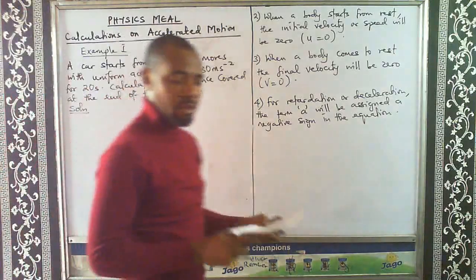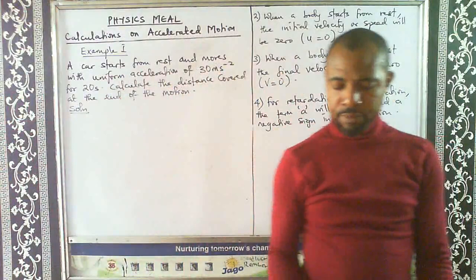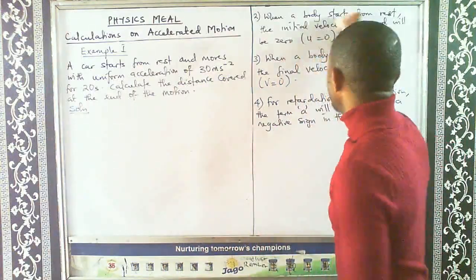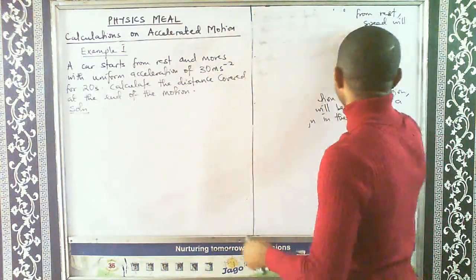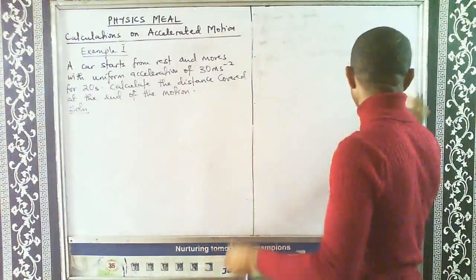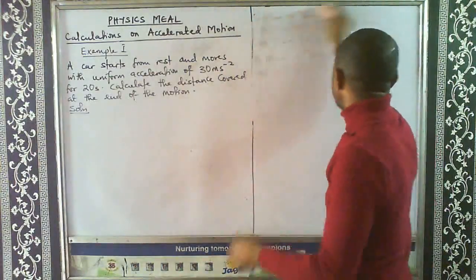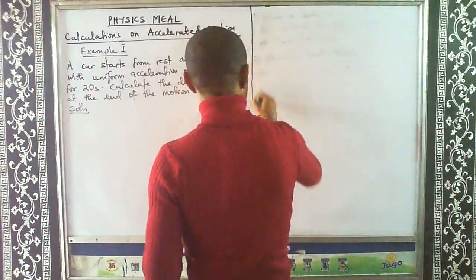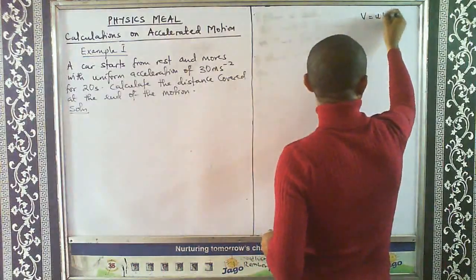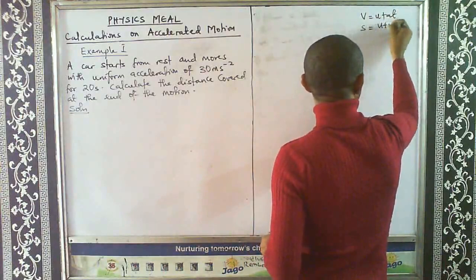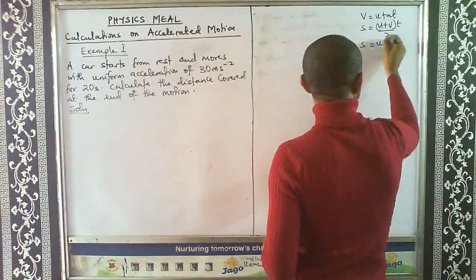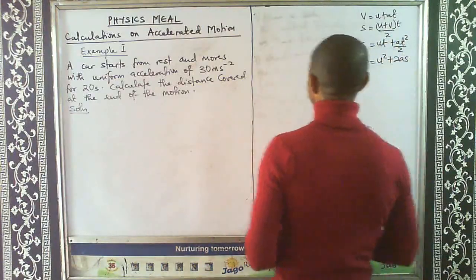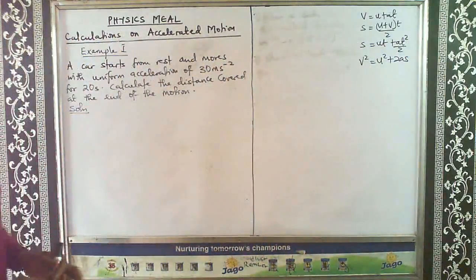Let's calculate the distance covered by the car at the end of the motion. We are going to write the 4 equations on one part of the board. Let's remember: v is equal to u plus at, x is u plus v bracket t over 2, x is ut plus at squared over 2, and v squared is u squared plus 2ax. These are the 4 equations. So let's solve this problem.